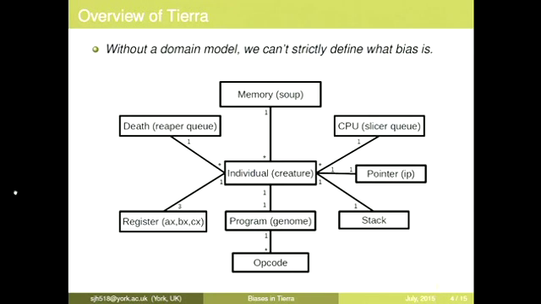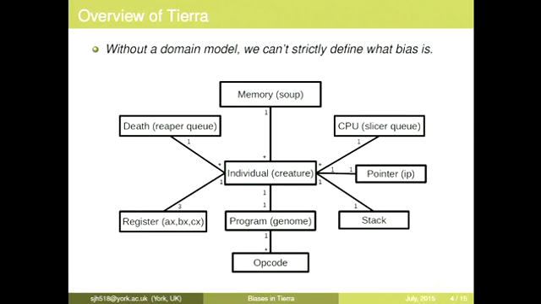So first we need to have an idea of what Tierra is. Again, we're interested in what the models of systems are, how models work. And without having what you might call a domain model of the system, you can't really say what a bias might be in that system because you don't really know how the design is working. So a quick tour of Tierra.